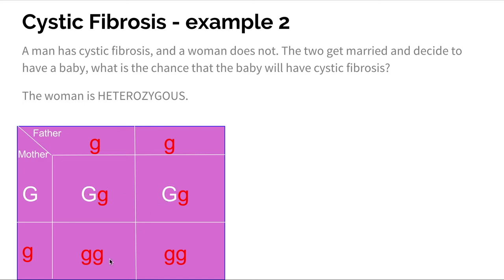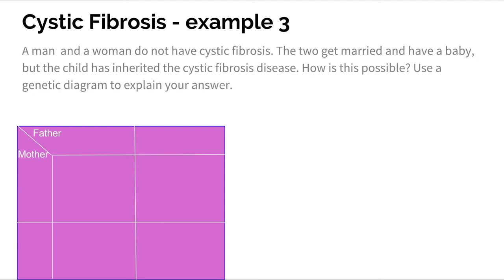And because here we have that both of them have both the recessive alleles, then that means they will inherit the cystic fibrosis disease because it's both of the alleles. So, 50% chance cystic fibrosis and 50% chance not. So here's our last example.